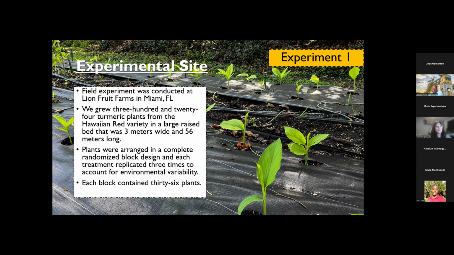So there was low genetic diversity within the plants that I had chosen, and I purposefully chose plants that were clones of each other. Plants were arranged in a complete randomized block design, and each treatment was replicated 3 times to account for environmental variability, since we were growing outside on an organic farm, and there were trees and shading in some portions. So that's why we replicated it 3 times for each treatment. Each block contained 36 plants as well. And you can see in this picture how the turmeric plants were arranged initially.